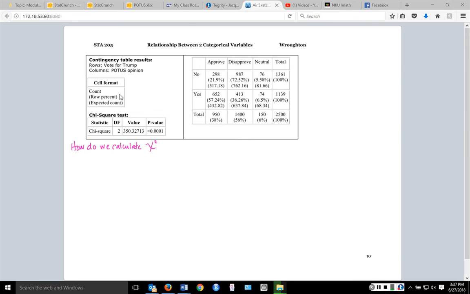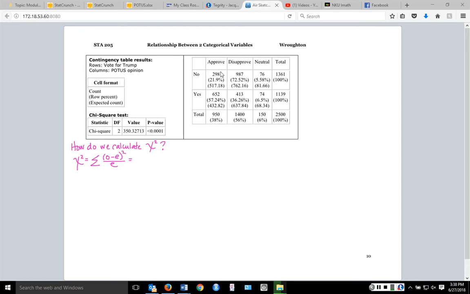So let's do it. If I look at my formula for it, it has a sum, which again just means we're going to add some numbers together, of the observed count minus the expected count squared over the expected count. I have those numbers in my output. So my first row here are my observed counts, and my last row are my expected counts.